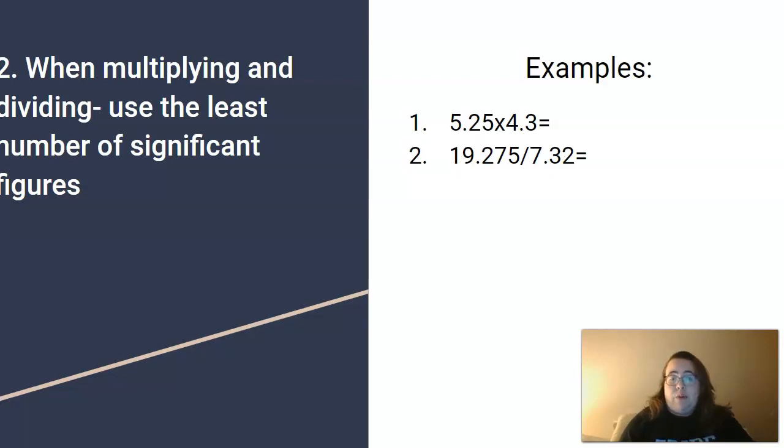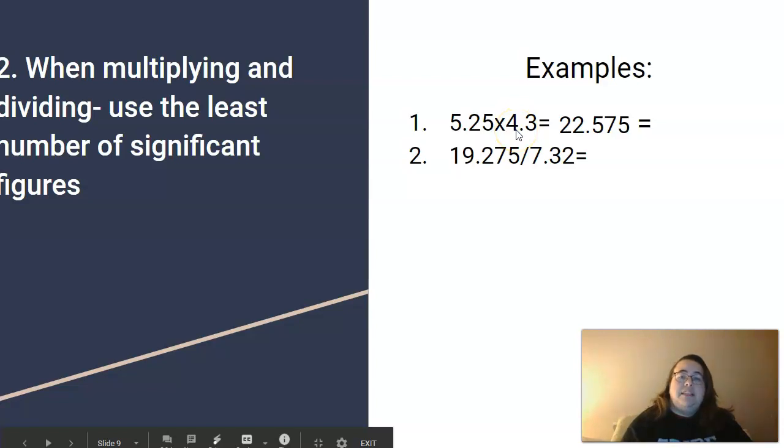5.25 times 4.3. So if you do that, you get the answer of 22.575. I'm going to look back at my factors. So 5.25, I don't have any zeros. They're all numbers between 1 and 9, so I'm just going to count them out. 1, 2, 3. I'm going to look at my second one, 4.3. Again, I don't have any zeros, so I'm just going to count my numbers, 1 and 2. So I have a number with 3 and a number with 2.